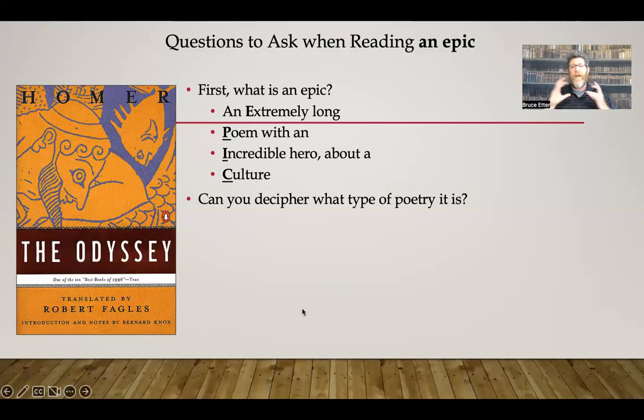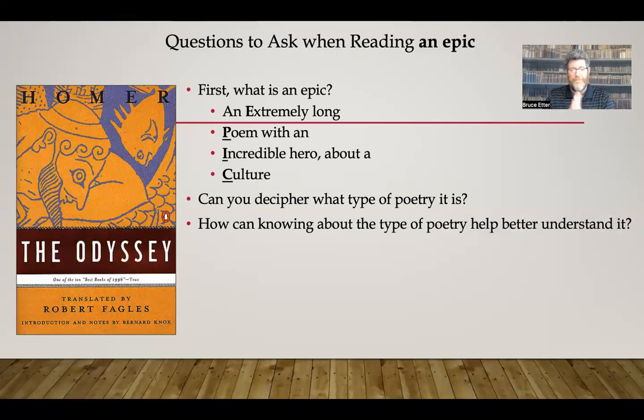First of all, try to figure out what kind of poetry it is. Dante's Inferno, terza rima; the Odyssey, dactylic hexameter. I'm not going to take time to explain what that is, but that's just the meter. So try to figure out what the poetry is, because knowing that is going to help students decipher what's going on. It's going to help them understand it a lot better.